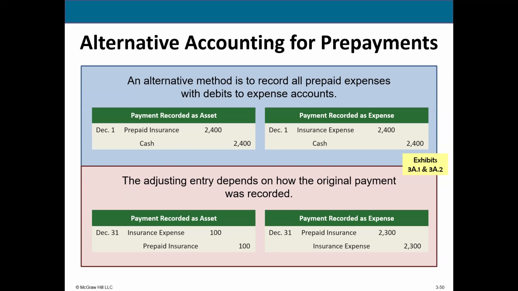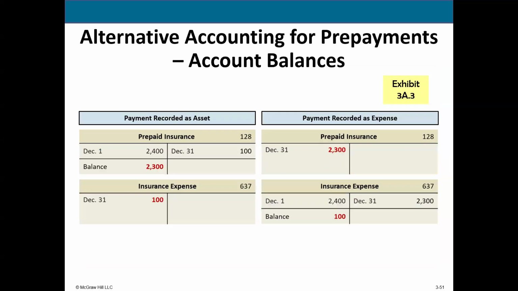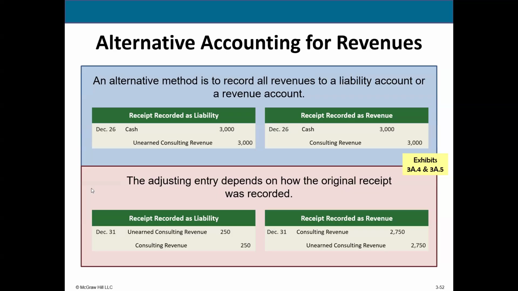At the end of each month, we make the adjusting entries, and we can see the effect on the balances. This is kind of what this shows you from a nice little picture, if you will. And this is the effect on the balances. So take it for what it's worth.